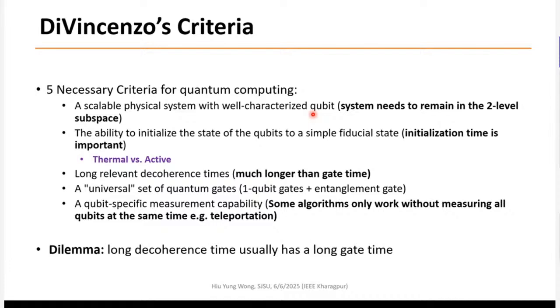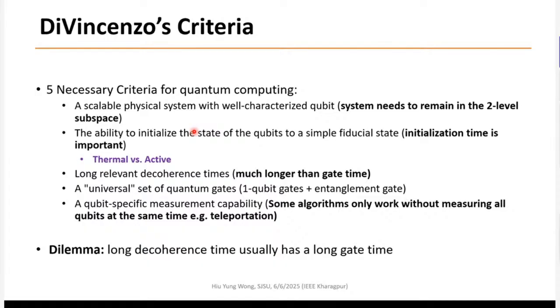But what if we have more levels? That might be a problem. We will discuss this later. Second, you should be able to initialize them with high fidelity quickly. Why? That is because in many quantum computing algorithms, we need to keep reinitializing the circuit after some measurement, or just from the nature of the quantum algorithm, we need to keep reinitializing the qubit.